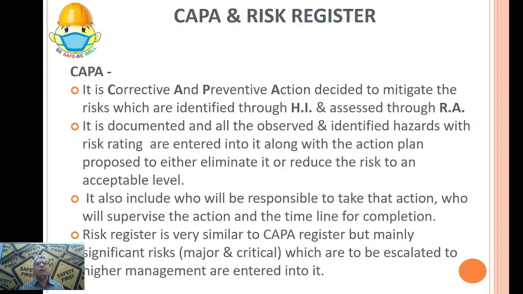Now everything is to be documented. So CAPA register is a documentation. There is a particular format and we document all the observed and identified hazards with risk rating into it, along with the action plan proposed to either eliminate or reduce the risk to an acceptable level. So you create a register, you create a document and you enter whatever the hazards are there and you have assessed the risk for that hazard.